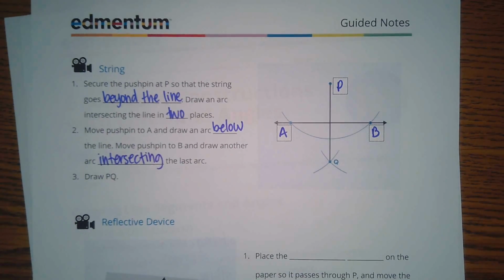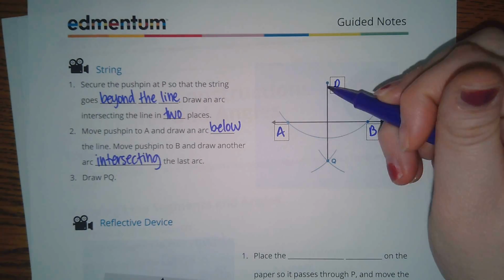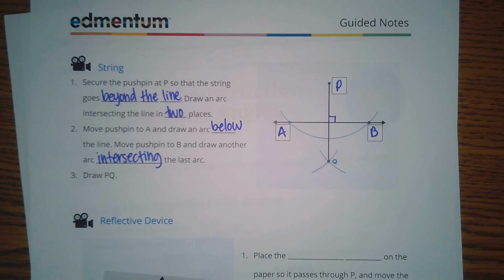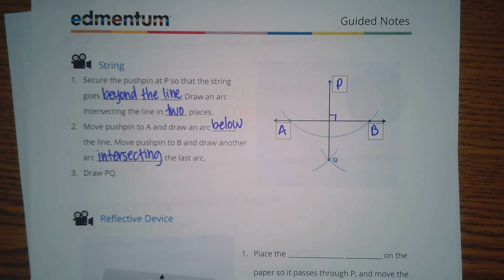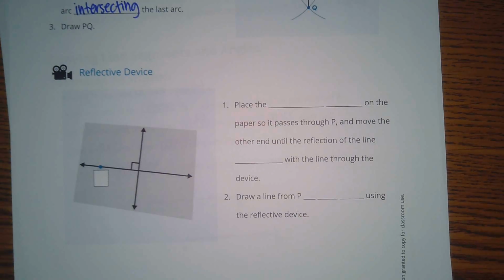my last arc. And so I'm going to label that point as Q, and then I take a straight edge and I'm going to draw a line that touches P and Q. These two are going to be perpendicular, which means that I have a right angle, and I can denote that with that little square in the corner. It means that I have a 90-degree angle. And then I think this is the last way.